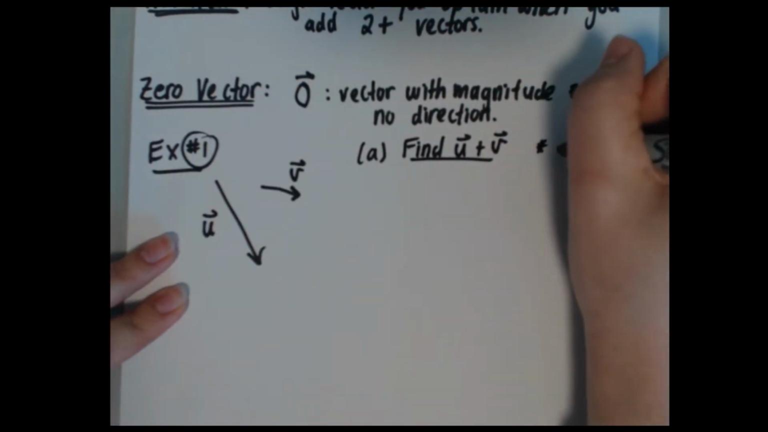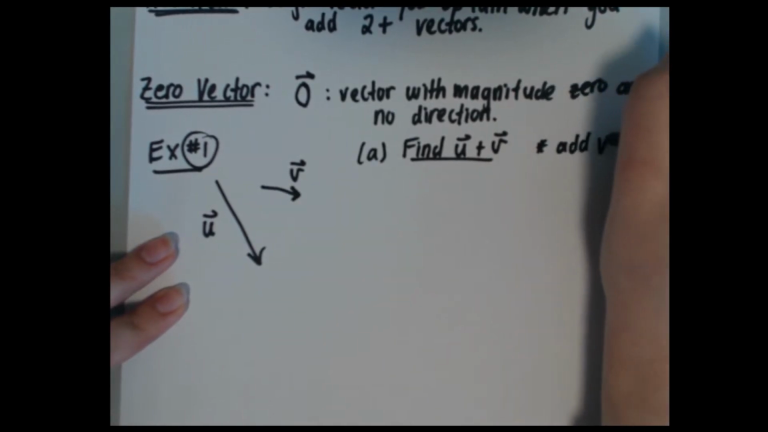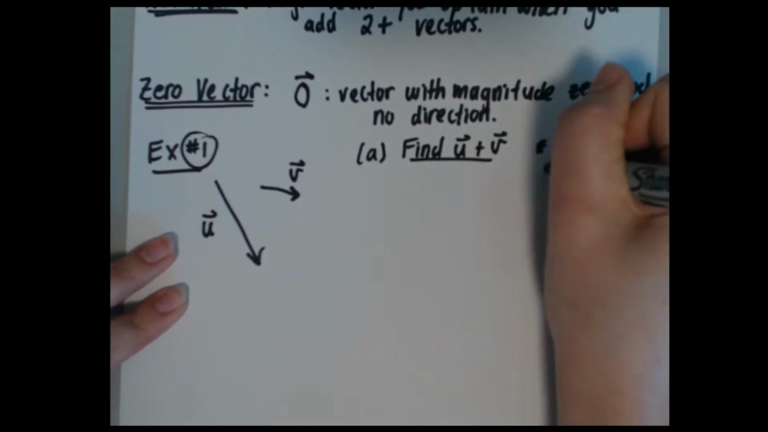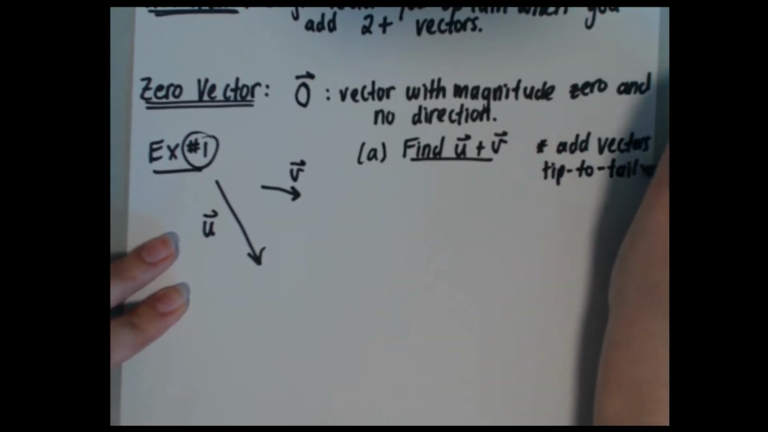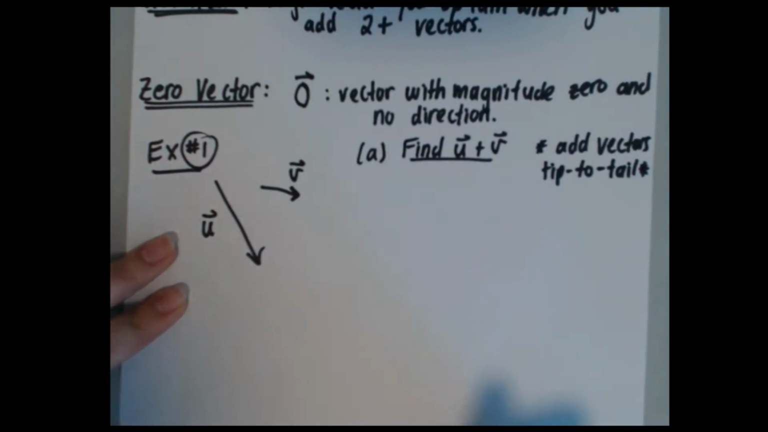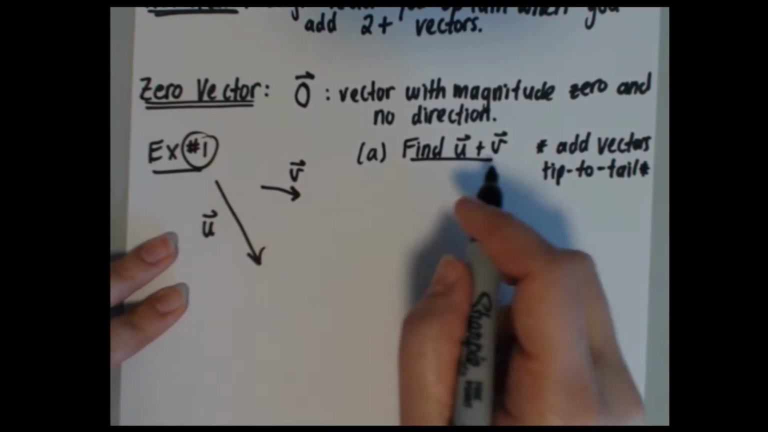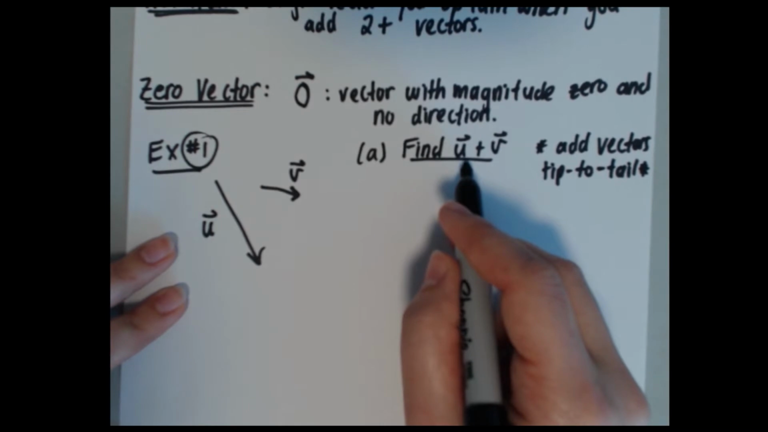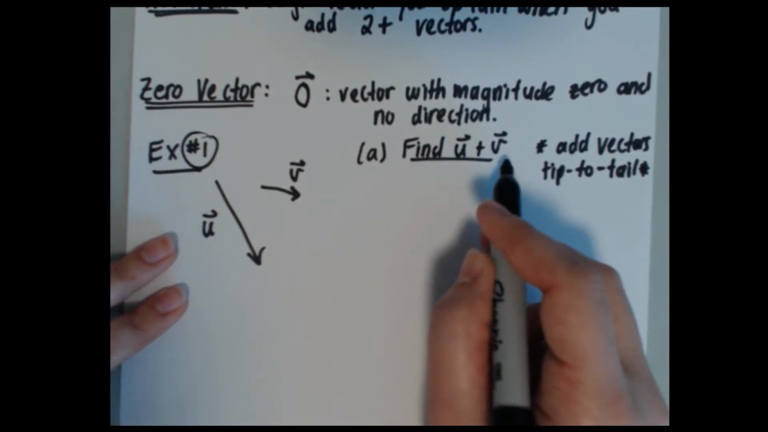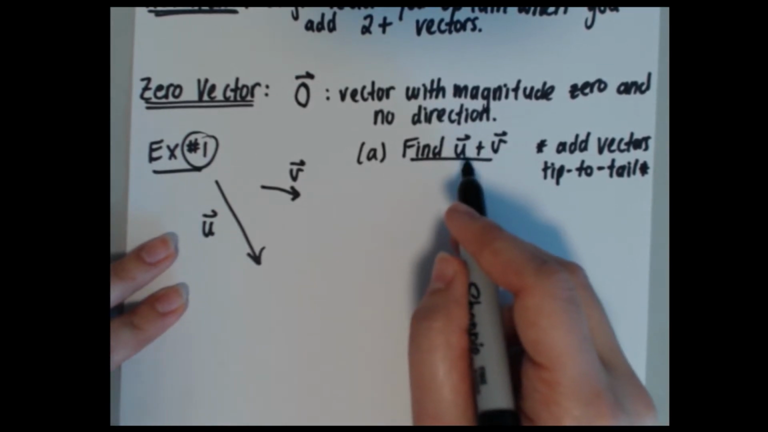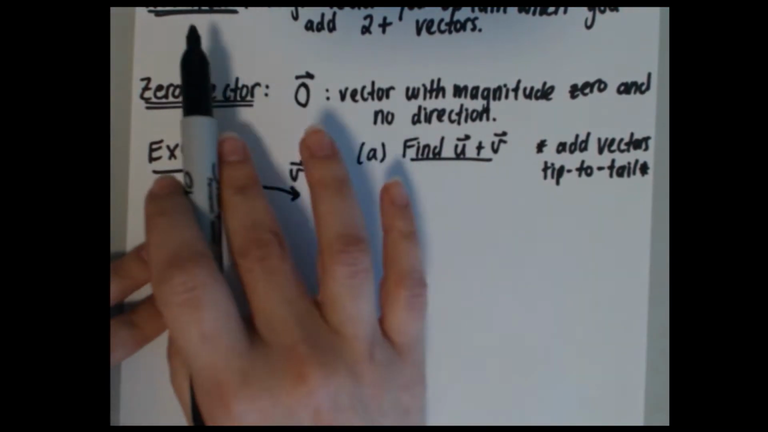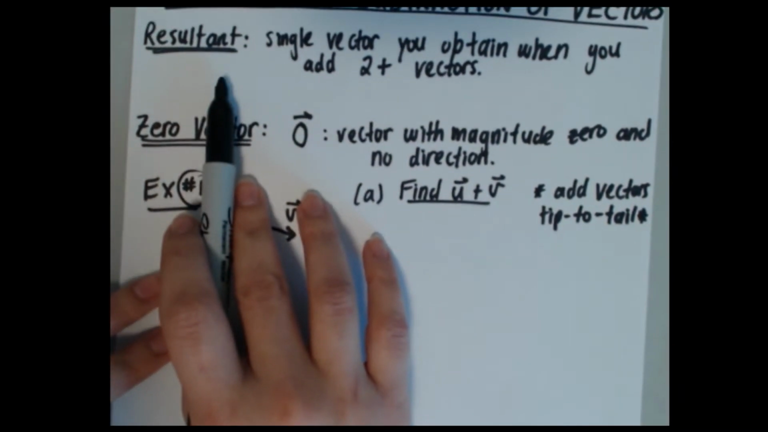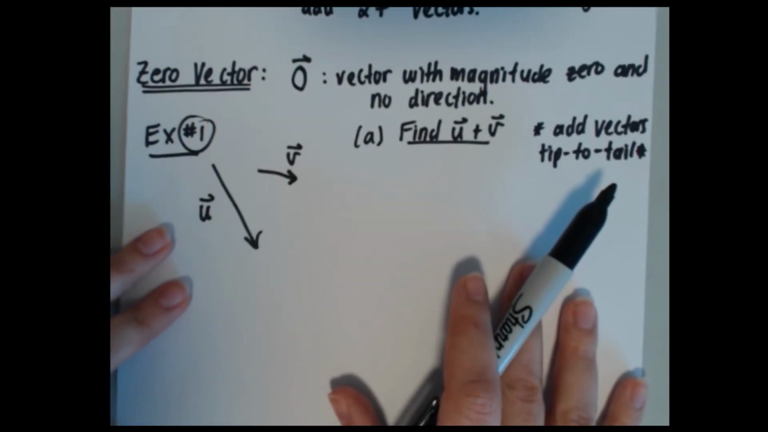Remember, you always add vectors tip to tail. And what that means is the tail of one vector gets attached to the tip of the other. So now you know addition is commutative. It doesn't matter if I do u plus v or v plus u, it has to give me the same result. The overall picture might look a little different, but the resultant vector is going to look the same.